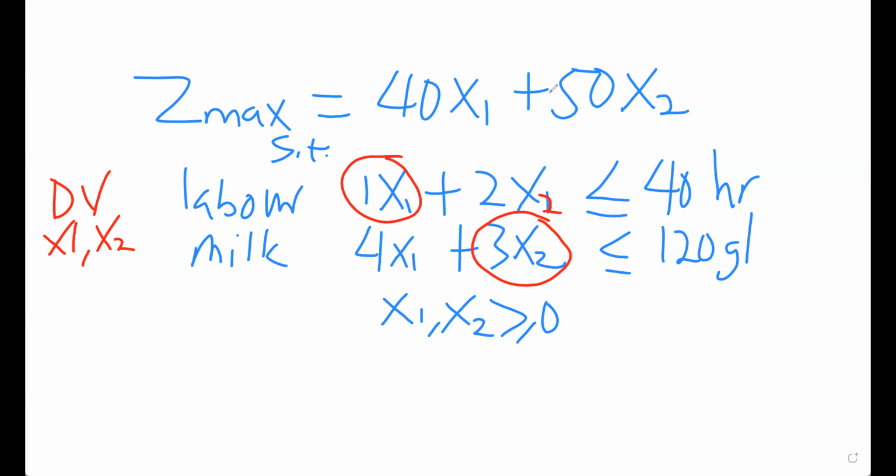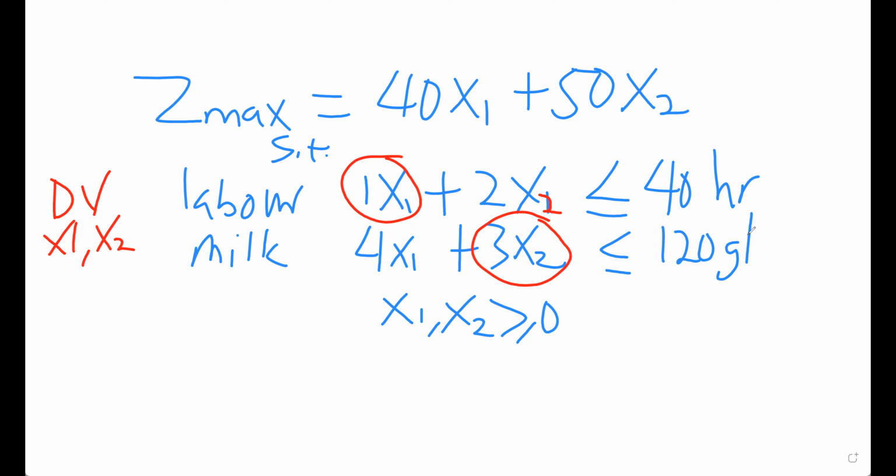And how do you find it? There are three ways of finding it: graphical approach, mathematical approach, and computer approach. Today, we want to quickly look at the graphical approach. So the first thing is to draw the constraints.